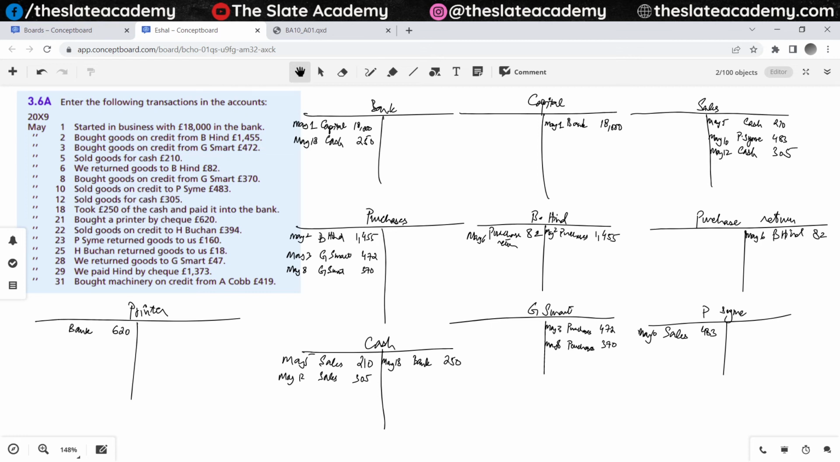When? May 21. Okay, printer debit, bank credit. Bank credit 620. Okay, you won't skip lines in the bank T account on the credit side. Okay, this would be printer and it would be on May 21. Good. Done.